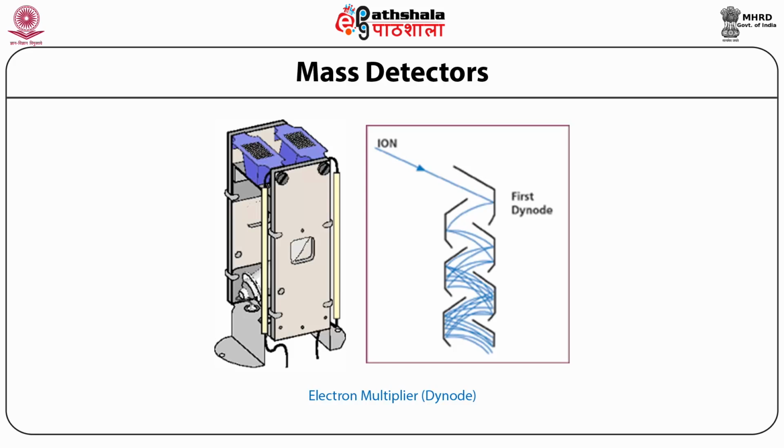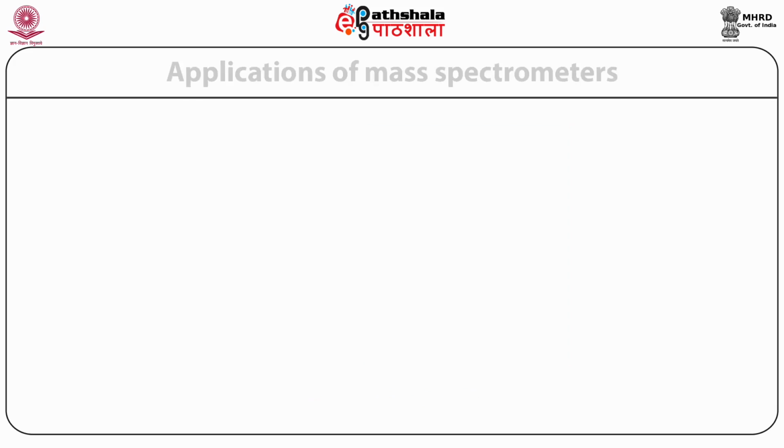The type of detector is supplied to suit the type of analyzer. The most common are the photomultiplier, the electron multiplier, and the microchannel plate detectors.